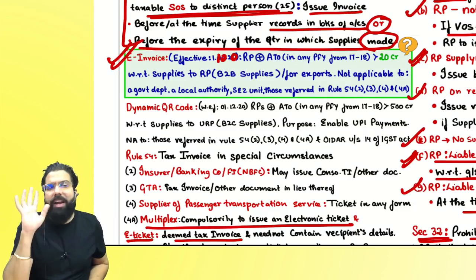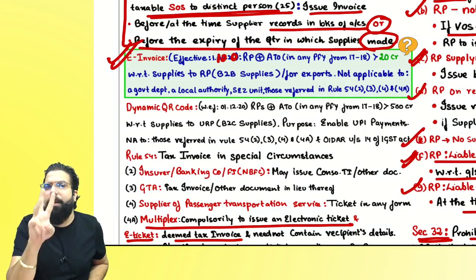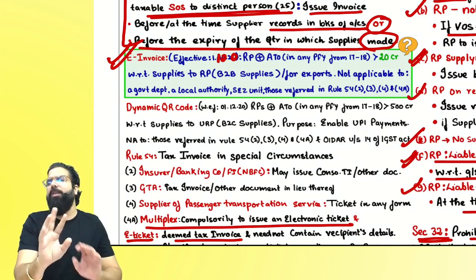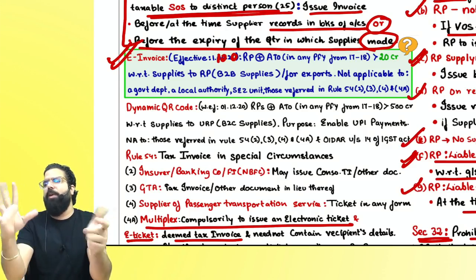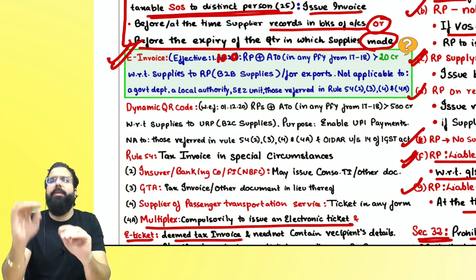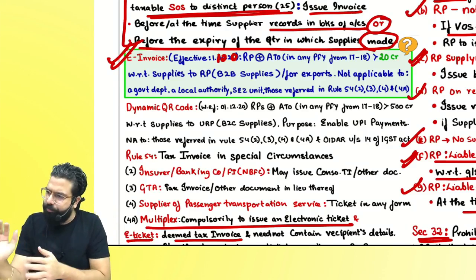Are we clear? Whenever e-invoicing provisions are applicable, remember you don't have to generate 3 copies or 2 copies of your invoice. The one e-invoice which you have generated, you can send to the transporter, you can keep with yourself, and you can give it to the recipient also.